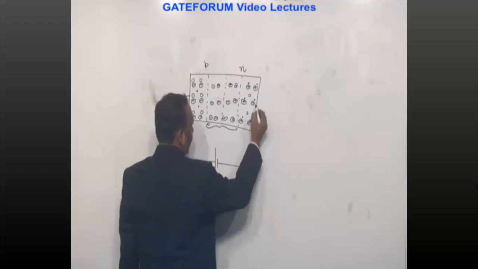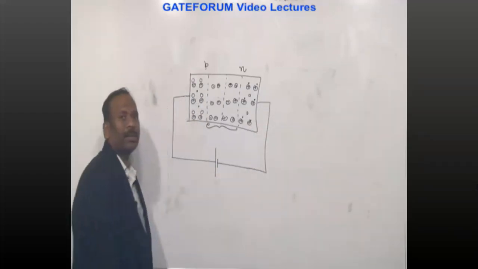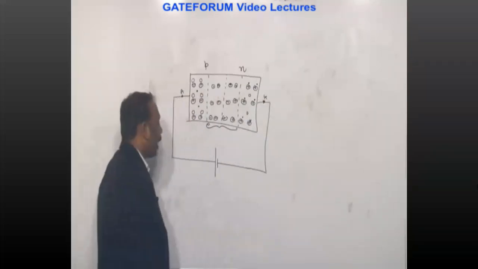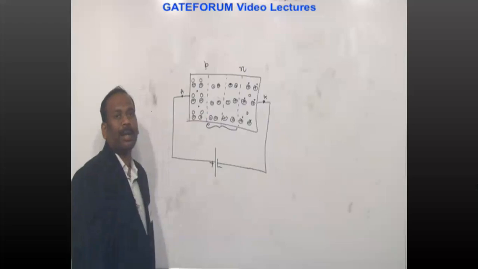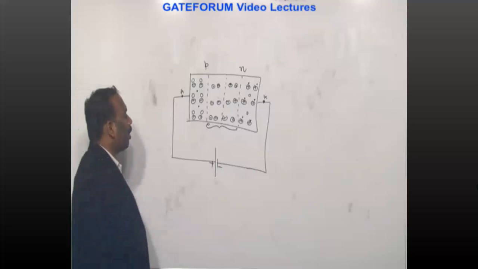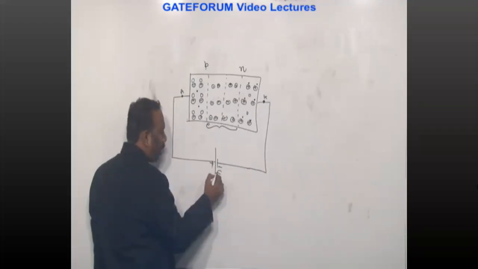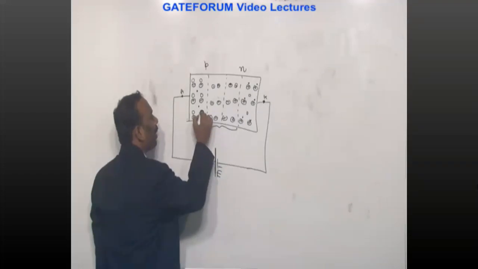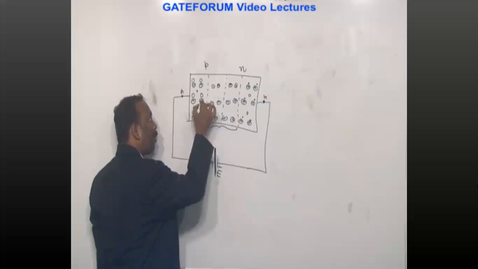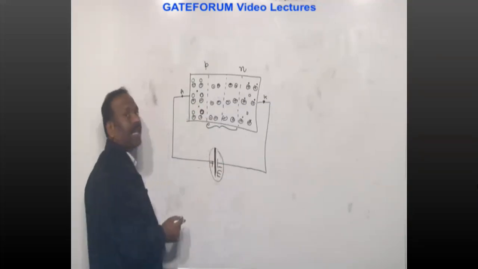Now we apply biasing like this. This is anode, this is cathode. The anode is connected at higher potential than the cathode, therefore the diode is forward biased. Clear? Now what is going to happen? Externally you are applying some force, and this is a positive potential, higher potential. So indirectly you are supplying energy to this hole. That means this hole will acquire energy from the external field.